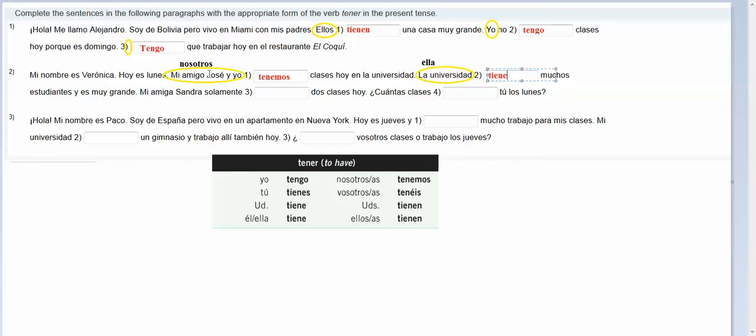Okay. Tiene muchos estudiantes y es muy grande. Mi amiga Sandra solamente blank 2 clases hoy. So who only has 2 classes today? Mi amiga Sandra, which again is going to be ella, she, because Sandra is not in our chart. We have to think of it that way. And if we look down here at she, the spelling of the verb we want is tiene.